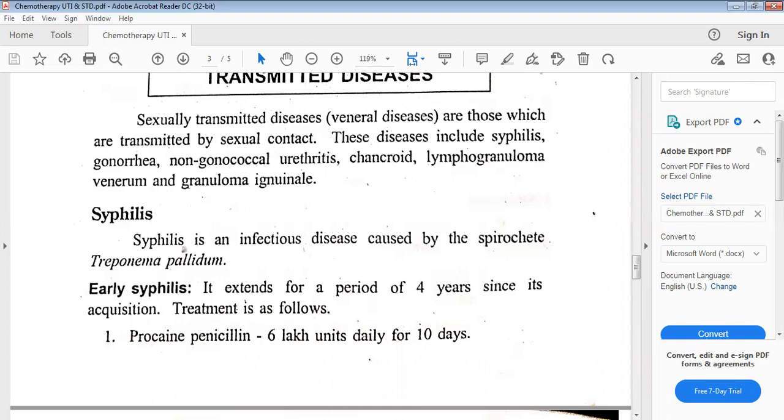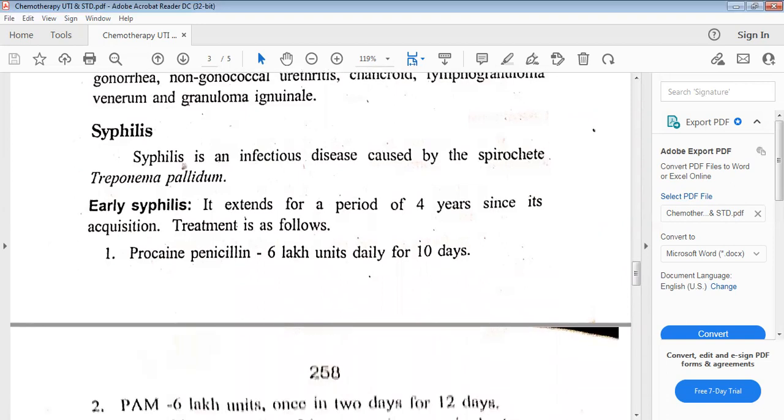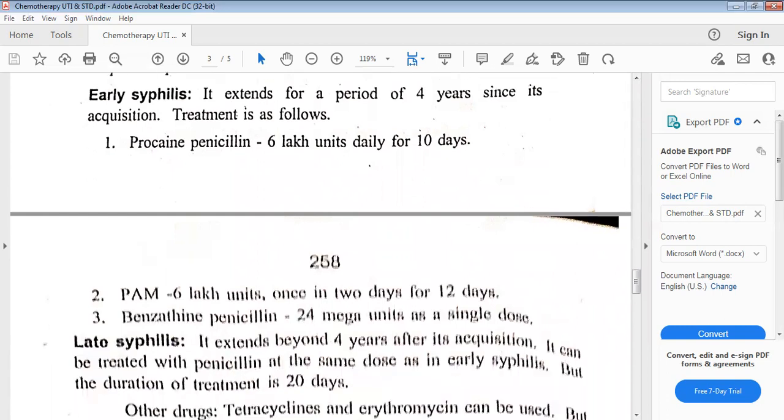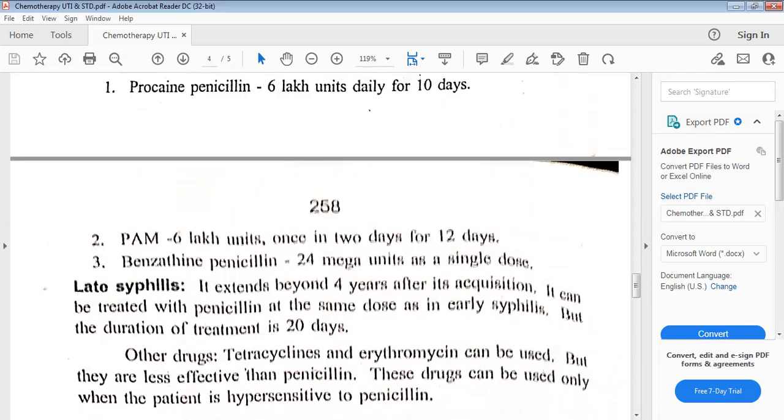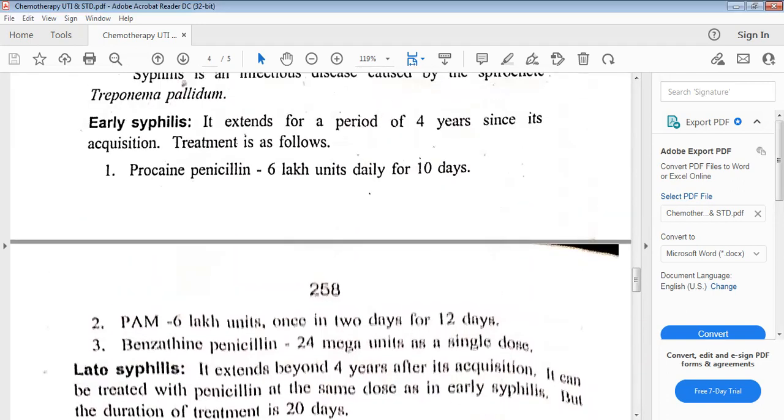Syphilis is commonly caused by a spirochete organism called Treponema pallidum, and this syphilis is a very long drawn out disease. It will last for a very long time, almost up to 4 years. So it is important that it should be treated properly, because if it is not treated properly, the person who has syphilis will spread it to other people when they have sexual contact with them. And also, at the end, if it is not treated, it can cause a very painful condition and the person may die also.